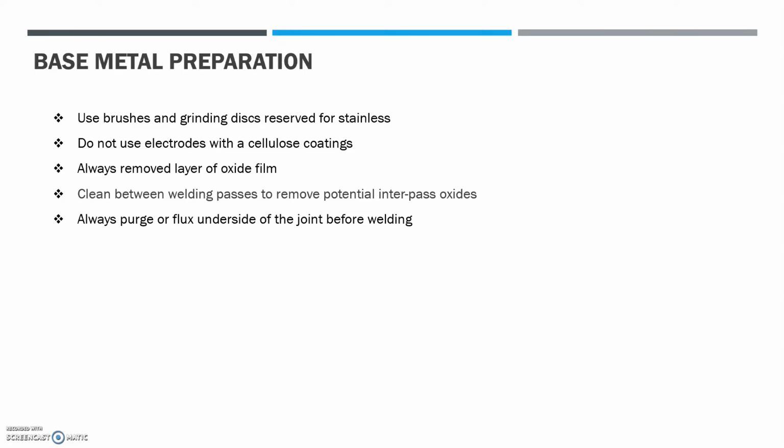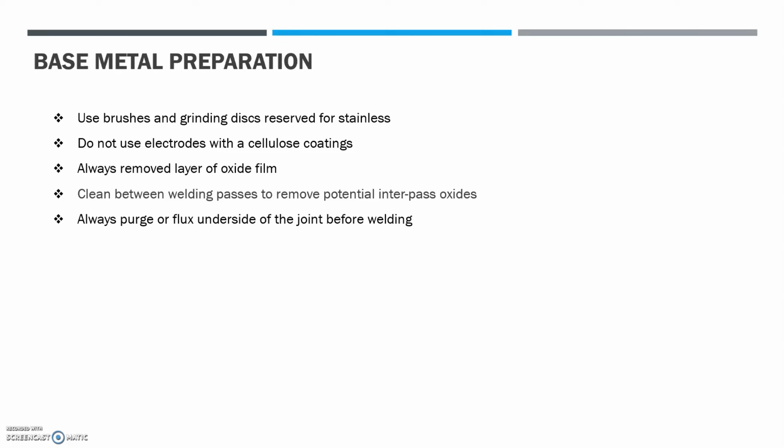Some considerations to think about when preparing a stainless joint is reserve wire wheels and grinding discs for stainless. Don't use cellulose coated electrodes because they do contain moisture and it'll cause cracking. Clean in between weld passes to remove oxides. Interpass oxides will slow you down, especially when you're TIG welding.